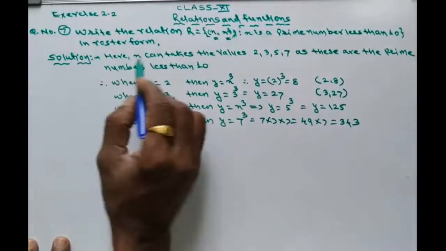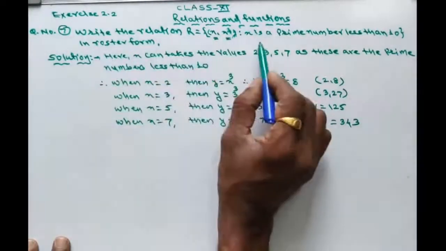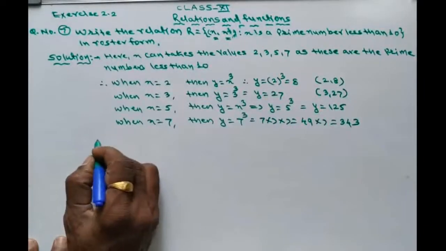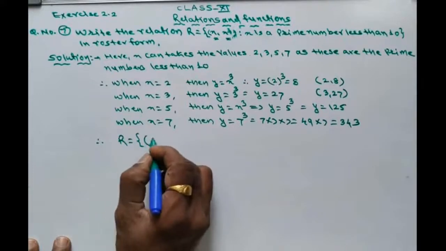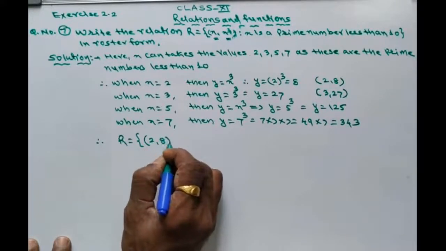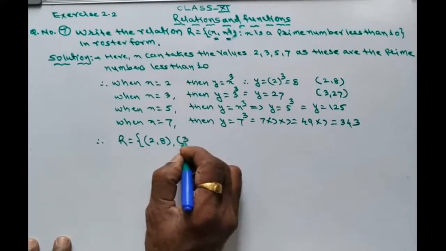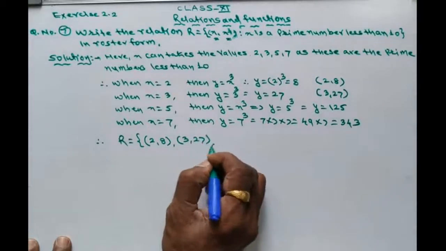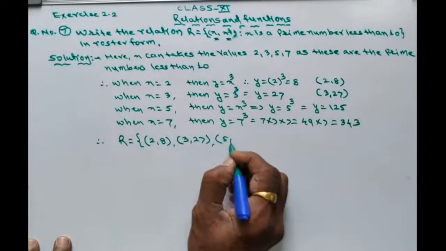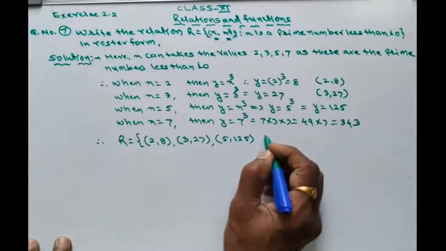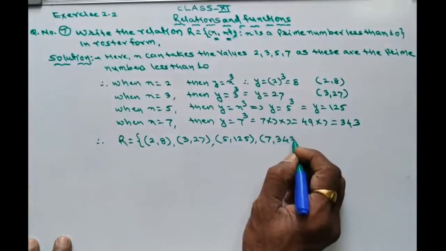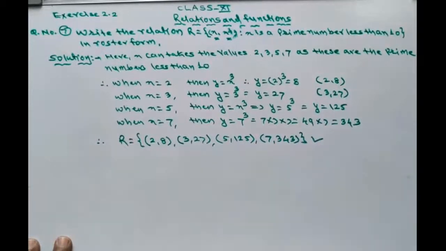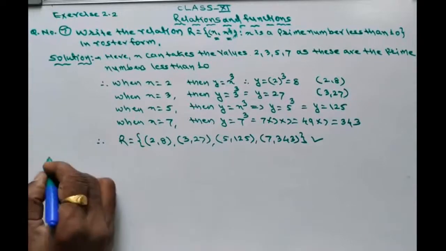Therefore what he asked, write this relation in roster form. Therefore relation will contain the order pairs 2, 8, then 3, 27, then 5, 125 and 7, 343. So this is the relation in roster form. Okay, students.